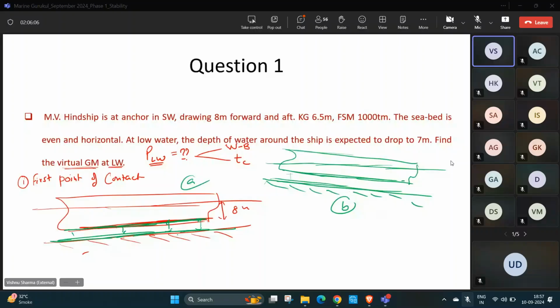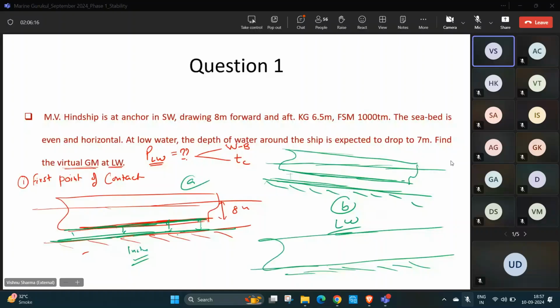So now, this is the initial part of the vessel. Then at low water, how will it be? The seabed will remain horizontal and even. The ship will be sitting completely here. And now the depth is 7 meters. So what will be the draft of the ship now? 7 meters?